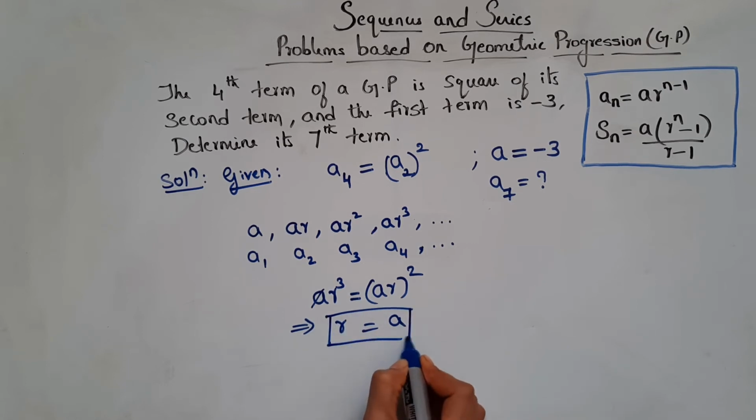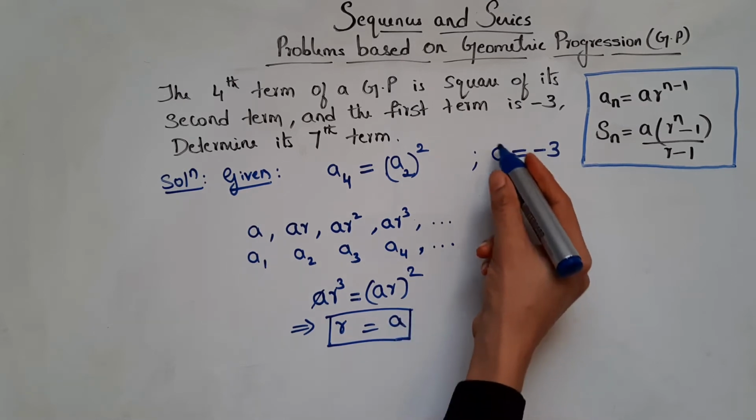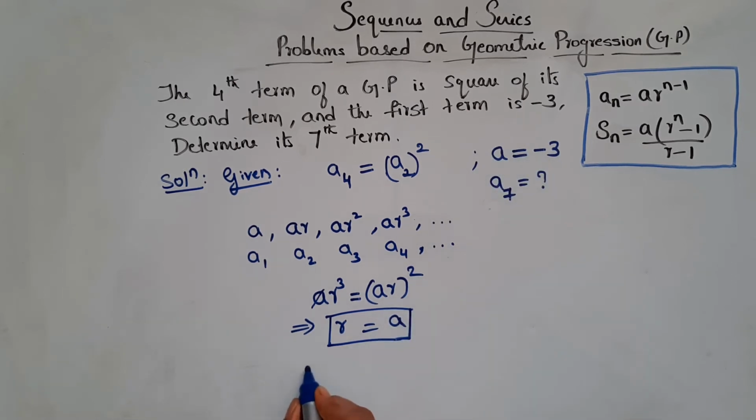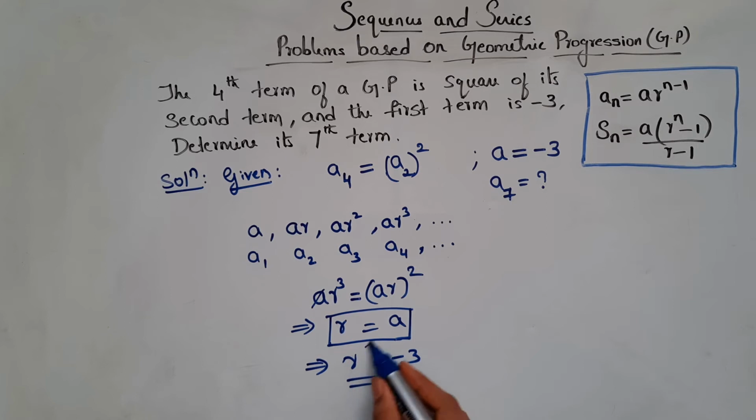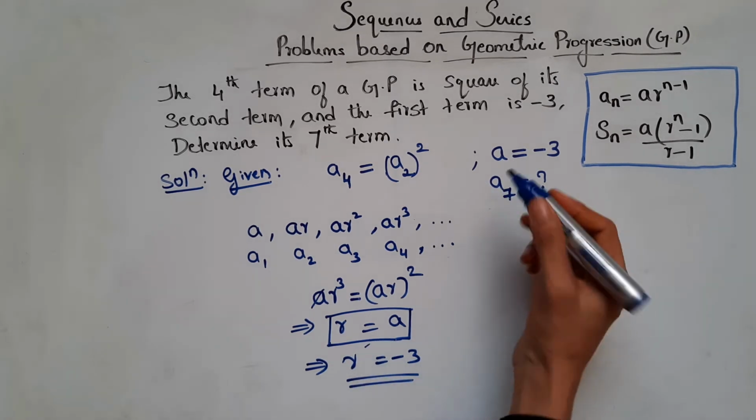So a is equal to r. But they have already said a is equal to, that is the first term is minus 3. So which implies r is also minus 3, right? Now that we have r and a, we can find A7.